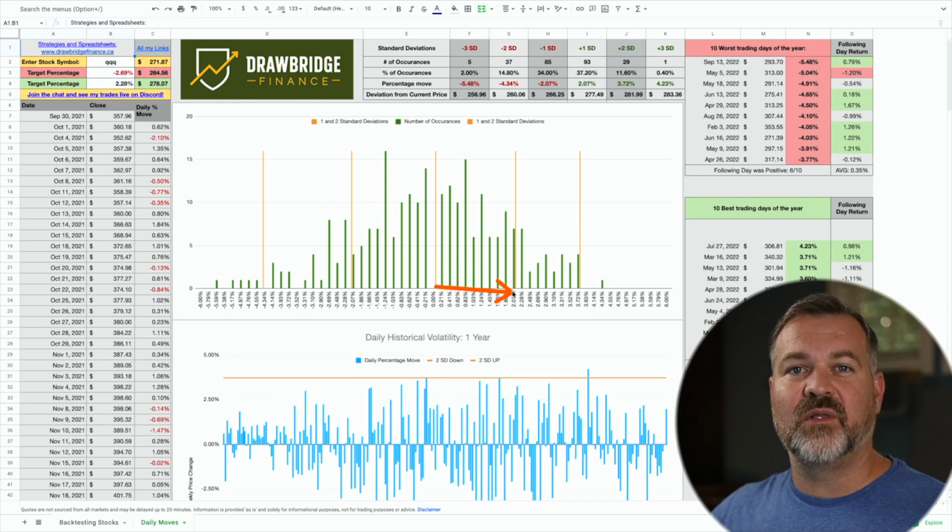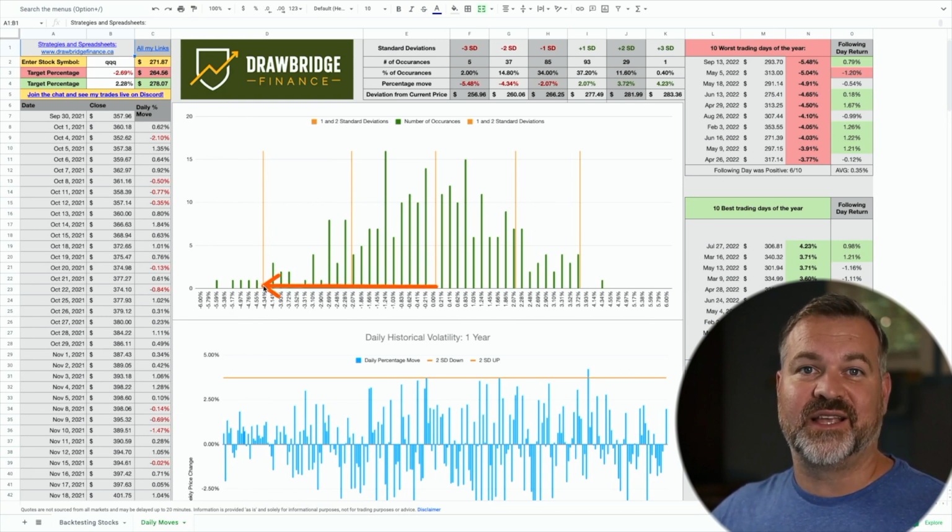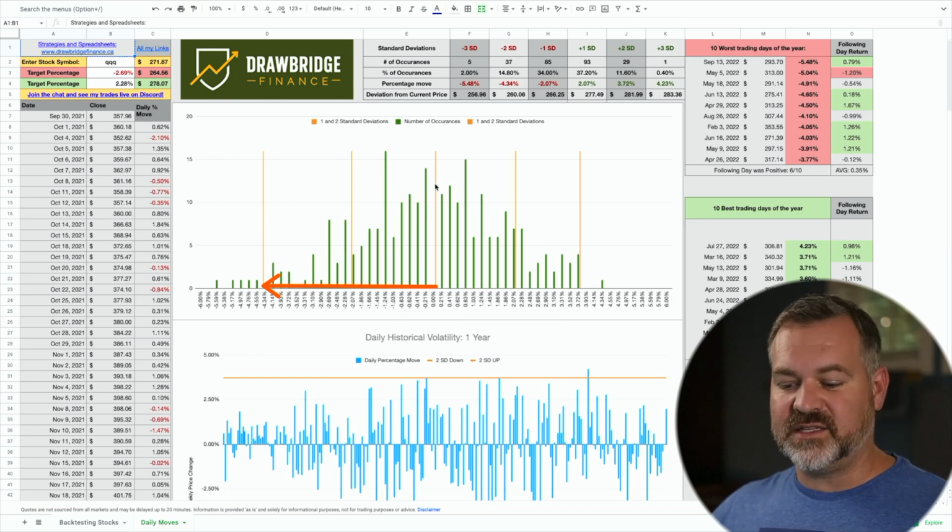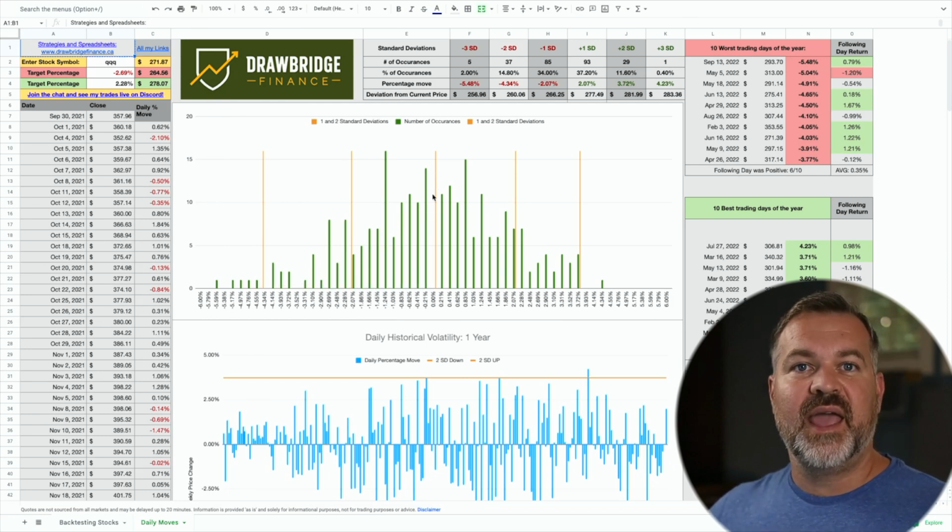So if we look at these yellow lines, there's a single standard deviation and then there's 2 standard deviations to the upside and then 1 to the downside and 2 to the downside. And what this does is it visually shows us and tells us mathematically how many occurrences that the stock actually trades outside of these ranges.